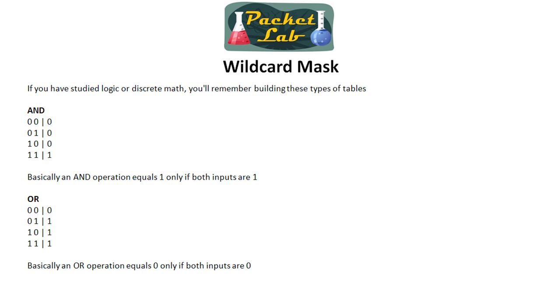Alright, as promised, we're going to dip into a little binary math, discrete math, if you will. So if you study logic or discrete math, you remember these tables. A logical AND operation is going to take either a 1 or a 0 in this case, or if you're doing logic, true or false.